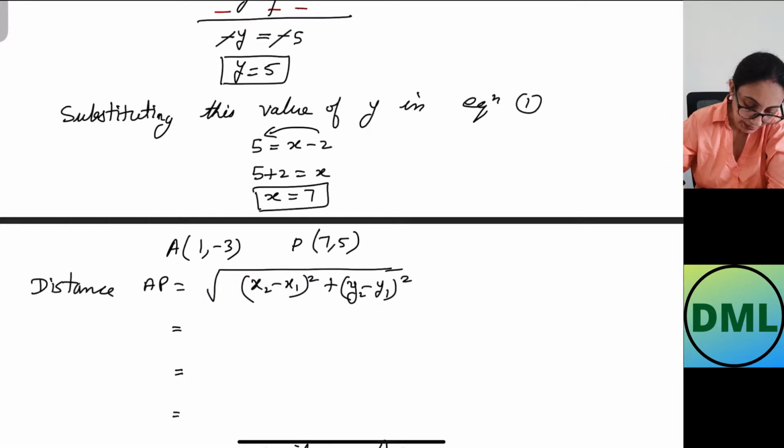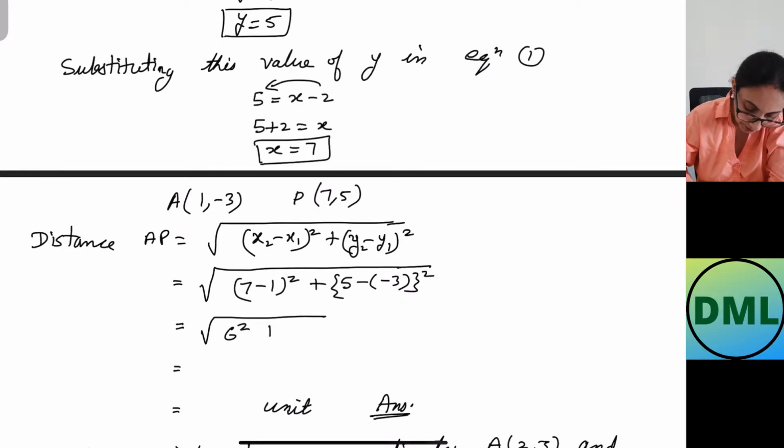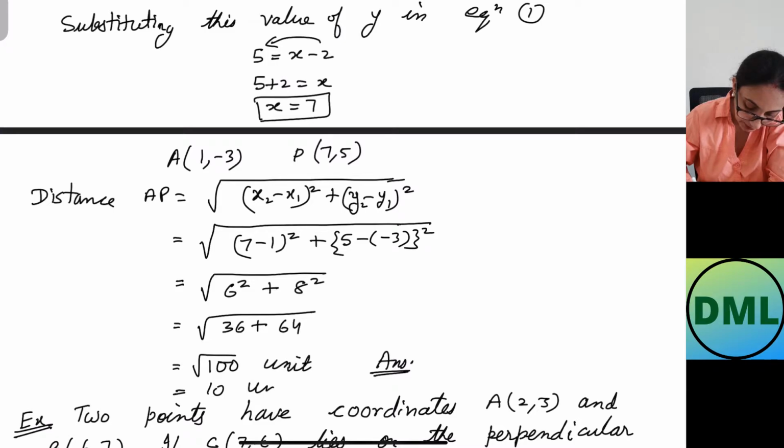So the point A is (1, -3) and P is given by (7, 5). So the distance AP is given by root of (x2 minus x1) the whole square plus (y2 minus y1) the whole square, that is (7 minus 1) the whole square plus (5 minus of minus 3) the whole square. That is equal to 6 square plus 8 square, which will be equal to 36 plus 64, which will be equal to root of 100. So that is equal to 10 units, which will be your answer.